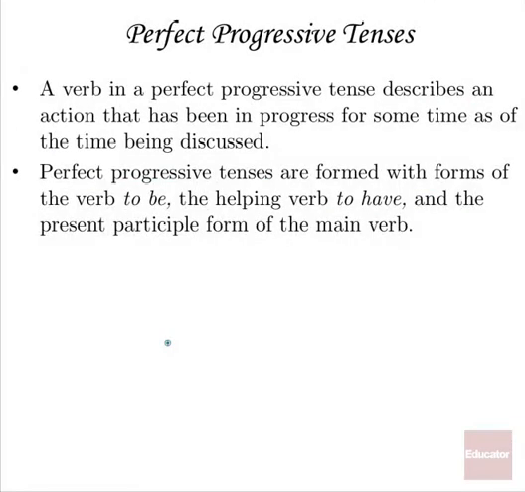All right, perfect progressive tenses. You wouldn't think English needed still more tenses, but it does. A verb in a perfect progressive tense describes an action that has been in progress for some time as of the time being discussed. Now remember, perfect tenses describe actions that are complete as of the time being discussed. Perfect progressive are actions that have been ongoing. So there's an element of completeness and there's an element of incompletion. Perfect progressive tenses are formed with the verb to be, the helping verb to have, and the present participle form of the main verb. Let's look at some examples.